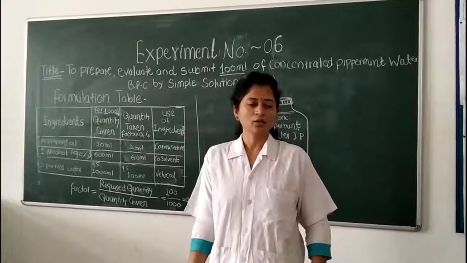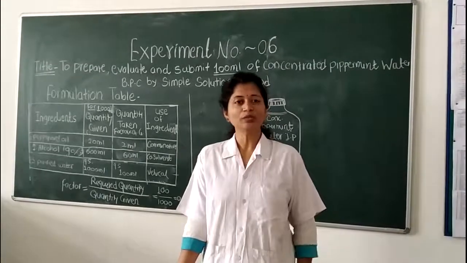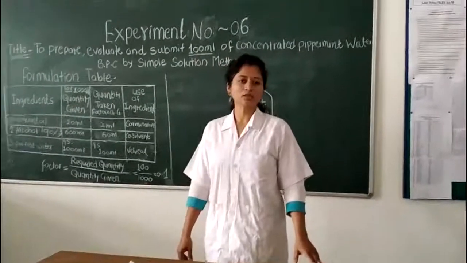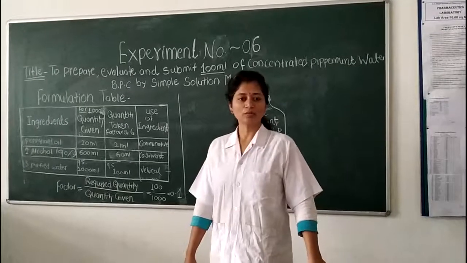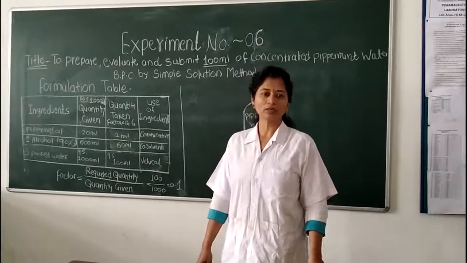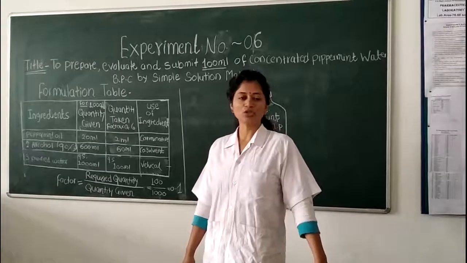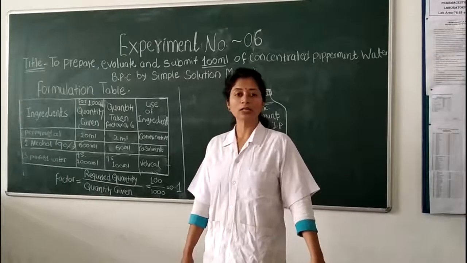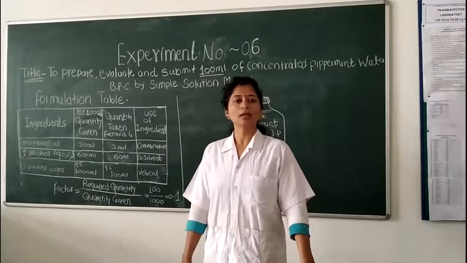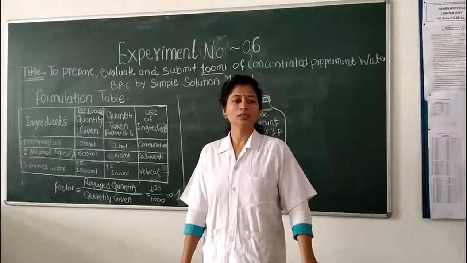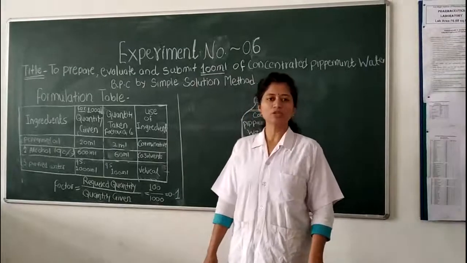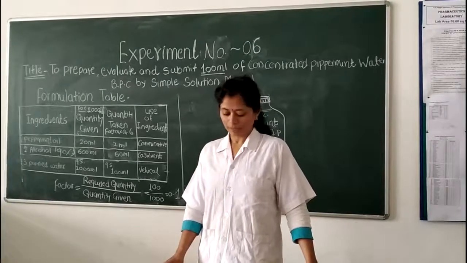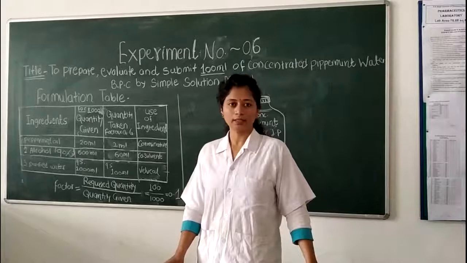In this session of preparation of concentrated peppermint oil, we covered how to make the formulation table. Then we went through the stepwise procedure, and then we saw the evaluation table and observation of it, and then we saw the labeling of our preparation. Then the last part is our result. Result should be mentioned as: 100 ml of our concentrated peppermint oil BPC can be stored in an airtight container. This is our result.